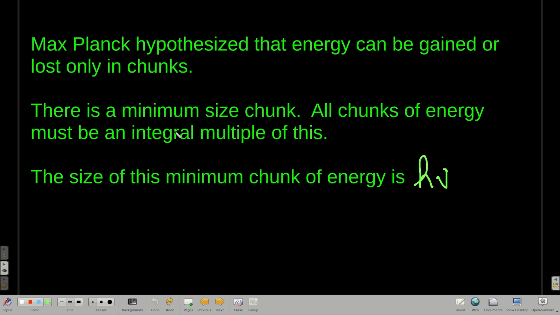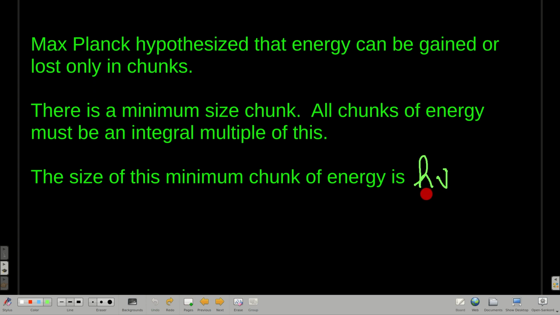Scientists just couldn't do it up to that point using their conventional tools. What Max Planck did was hypothesize that when energy is gained or lost by a system, it's gained or lost not in a continuous manner, but rather in chunks. And they have a certain size. That's the smallest possible size of energy that can be gained or lost, which we represent as h nu.